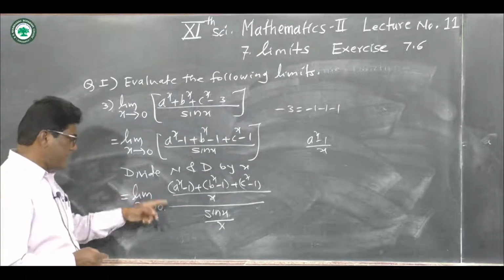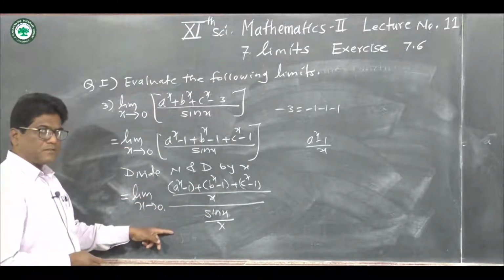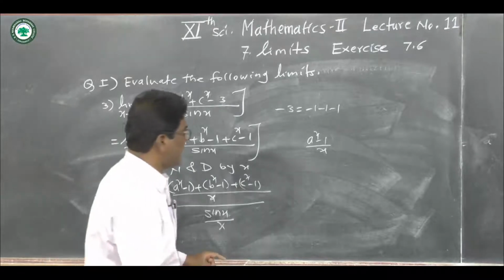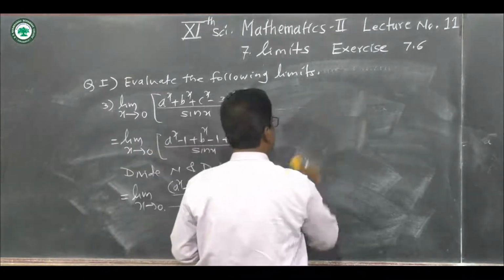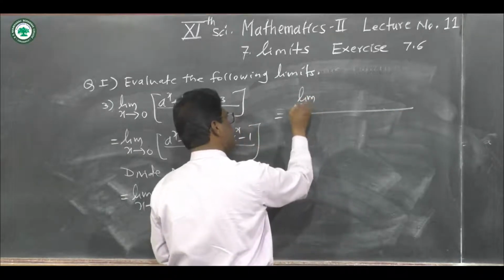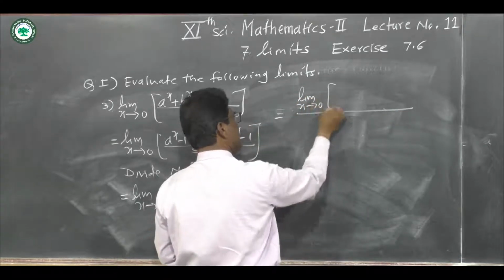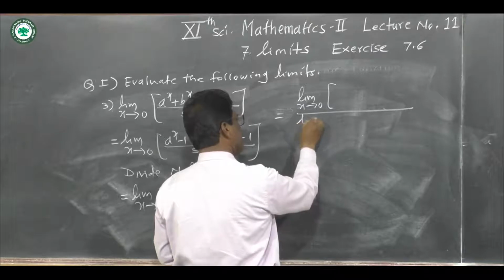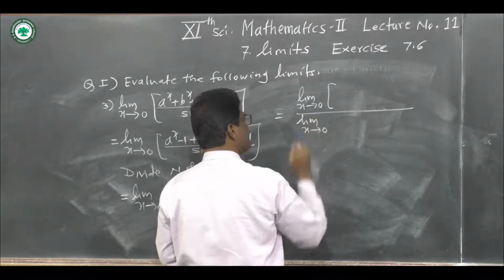And now separate limit. So it is equal to limit as x tends to 0. We separate limit to numerator and denominator, that is limit as x tends to 0, and write here the numerator, and in the denominator limit as x tends to 0.